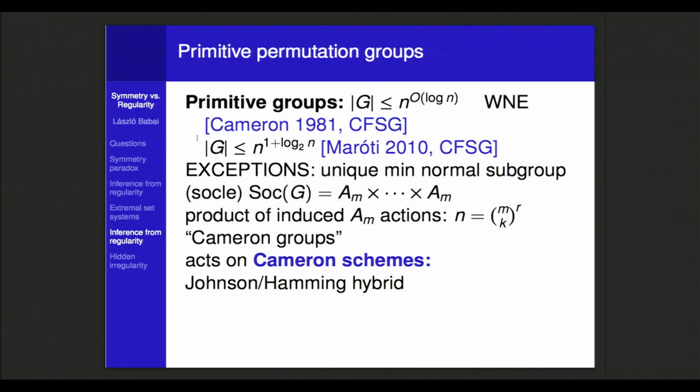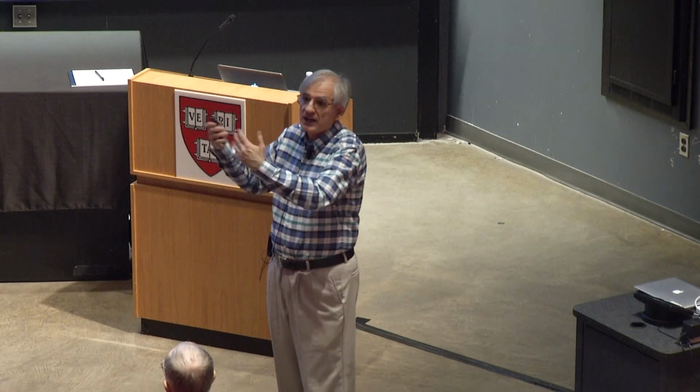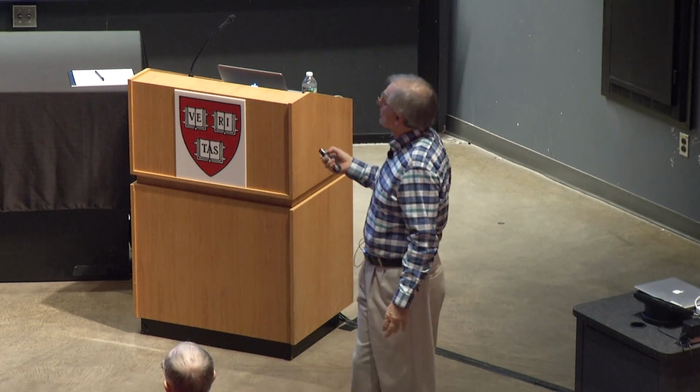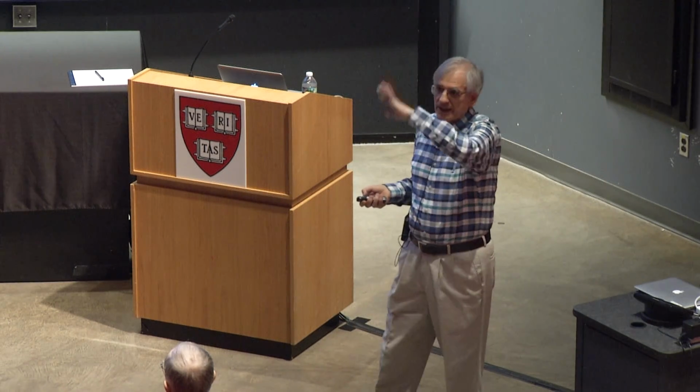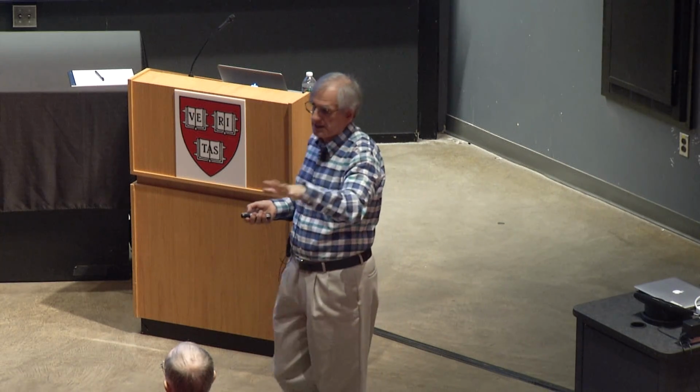So what we get is a coherent configuration which is a hybrid between the Johnson and the Hamming schemes. I call it Cameron schemes. So we know exactly what these Cameron schemes look like, and what Cameron proved is that if a primitive permutation group is large, greater than n to the log n, then it actually acts on one of these, and even acts rather fully. So at the minimum, these alternating groups are there. The top could be permuted by the symmetric group, or something less, it could be permuted.